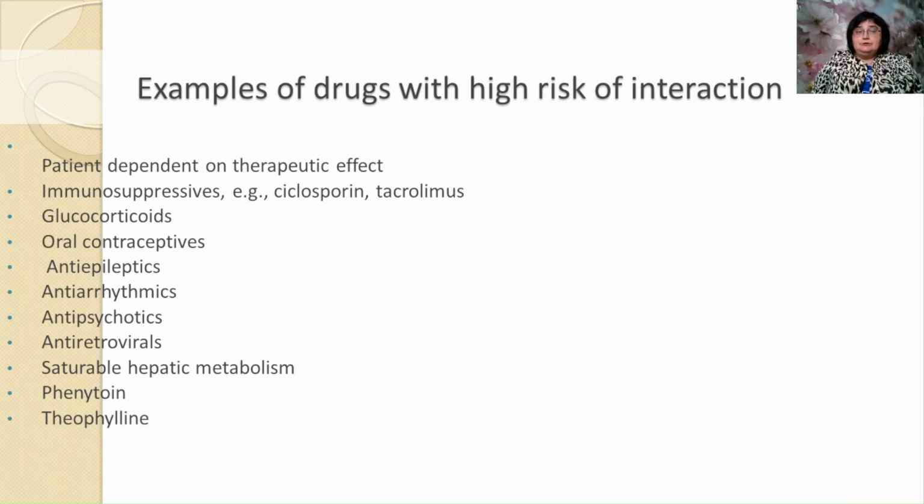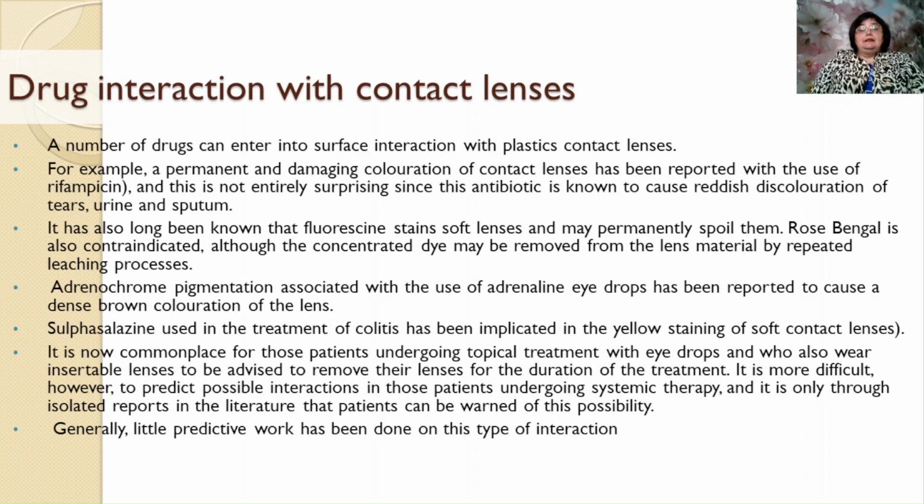Examples of drugs with high risk of interaction can include patient-dependent therapeutic effect: immunosuppressives, cyclosporin, tacrolimus, glucocorticoids, oral contraceptives, antiepileptics, antiarrhythmics, antipsychotics, antiretrovirals; saturable hepatic metabolism: phenytoin and theophylline.